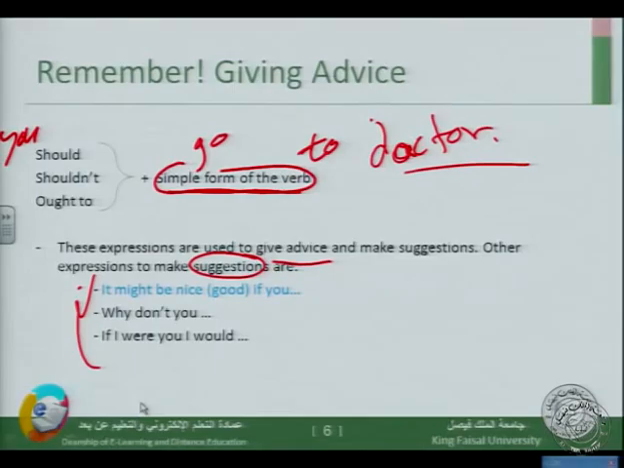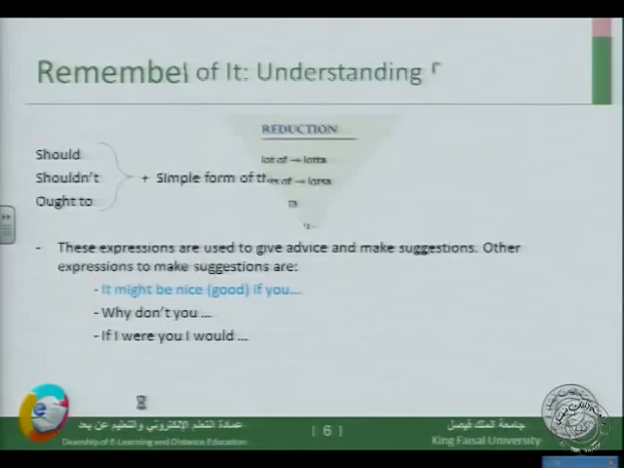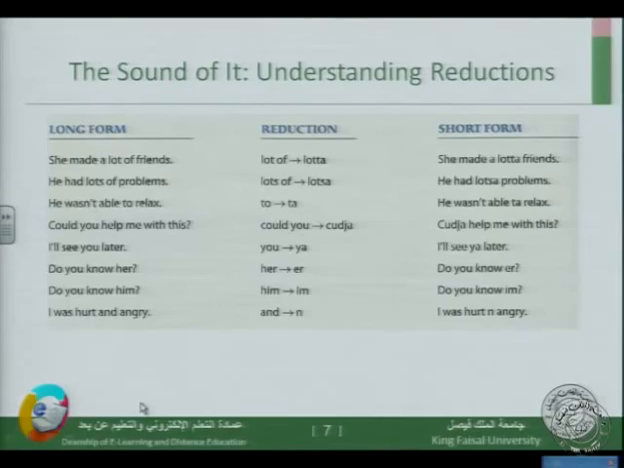Okay? So this is what we have had for giving advice and how to make a suggestion. We've also talked in one of the chapters about reductions. How to use reductions. Reductions help you to compress the words together to make the language fast. So when you reduce the pronunciation of some words or phrases together, you are actually speaking like natives.